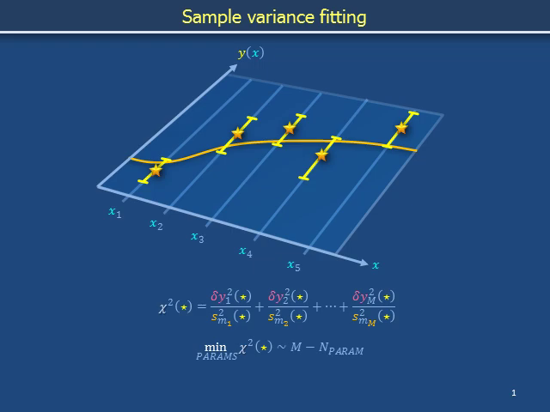The purpose of this slide deck is to introduce sample variance curve fitting. We divide this slide deck into 3 videos. In this first video, we will develop a definition for the quantity called chi-squared. In the second video, we will introduce the idea of minimizing chi-squared during curve fitting.